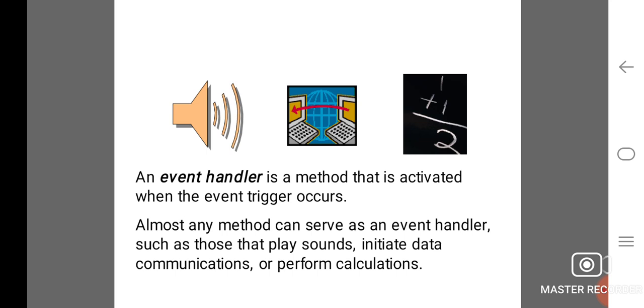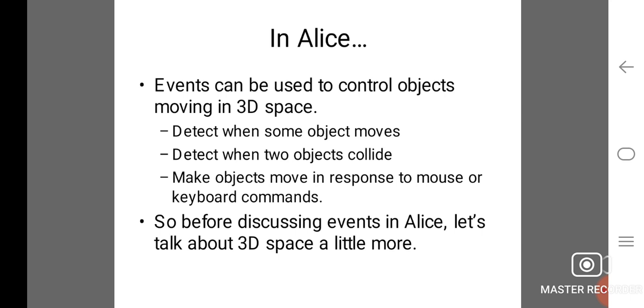Almost any method can serve as an event handler, such as those that play sounds, initiate data communications, or perform calculations. In Alice, events can be used to control objects moving in 3D space, detect when some object moves, detect when two objects collide, and make objects move in response to mouse or keyboard commands. So before discussing events in Alice, let's talk about 3D space a little more.